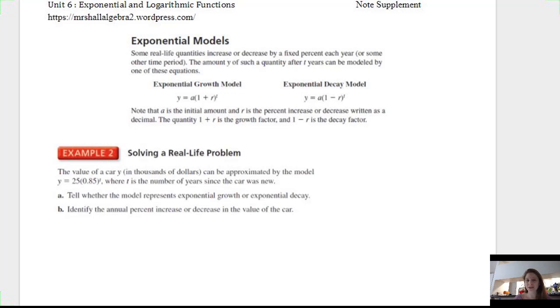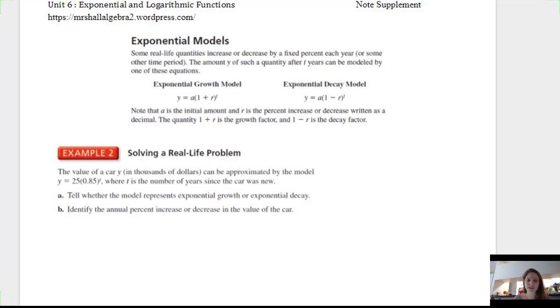Exponential growth is y equals a times 1 plus r to the t. Decay is y equals a times 1 minus r to the t. Note that a is the initial amount and r is the % increase or decrease written as a decimal. The quantity 1 plus r is the growth factor and 1 minus r is the decay factor.